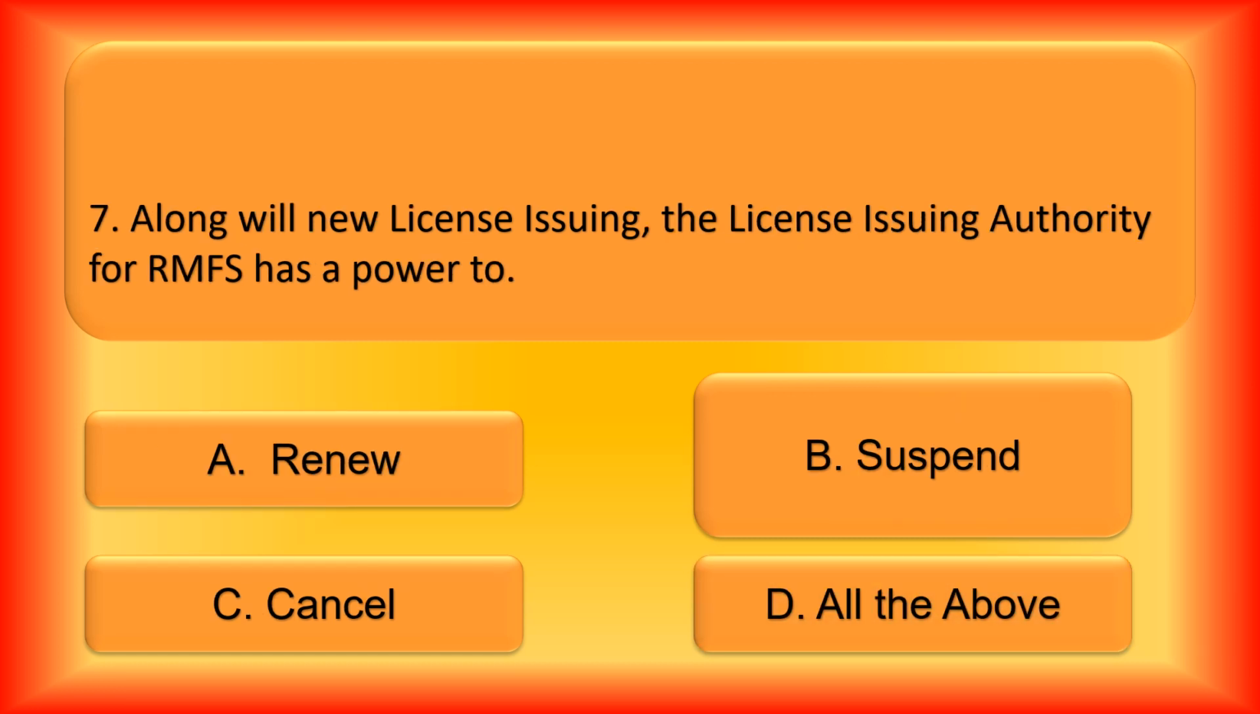Question number 7. Along with new license issuing, the license issuing authority for RMFS has a power to: option A, renew. B, suspend. C, cancel. D, all the above. The correct answer is D, all the above. The license issuing authority has power to renew, suspend, or cancel.